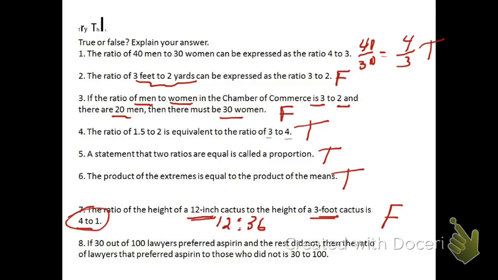Number 8, if 30 out of 100 lawyers preferred aspirin and the rest did not, then the ratio of lawyers that preferred aspirin to those who did not is 30 to 100. Well, you got to be careful here. 30 out of 100 means that 70 did not. So the ratio is 30 to 70, not 30 to 100. So that would be a false statement.